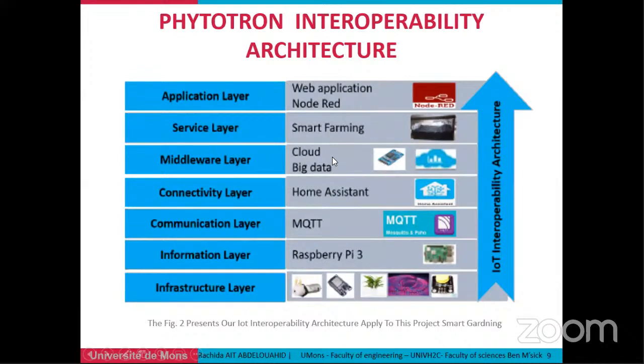For the middleware, we can use the cloud to store the data and big data to treat our information. If we have big data in the server layer, we can create or develop some functions related to smart farming. And in the application layer, we have used Node-RED to visualize the data that we have taken from our sensors and actuators.